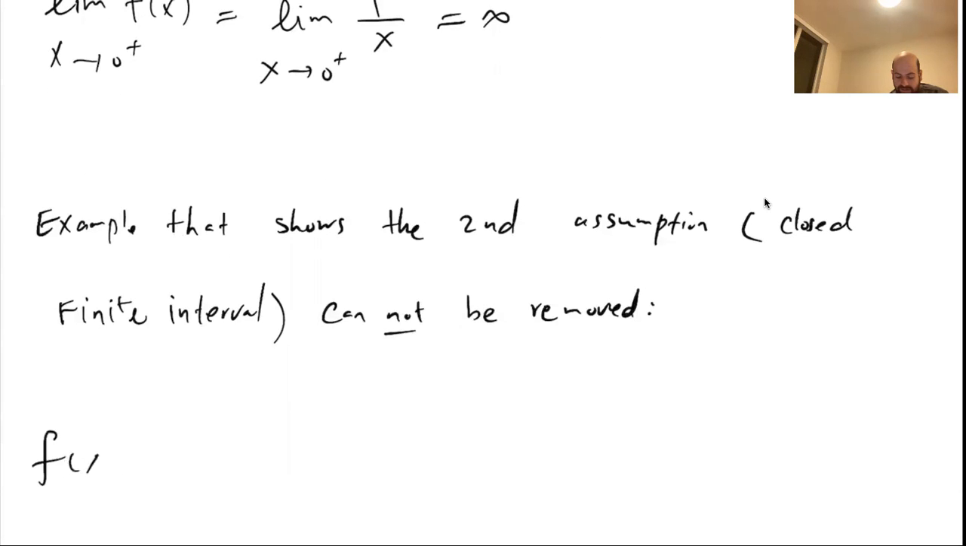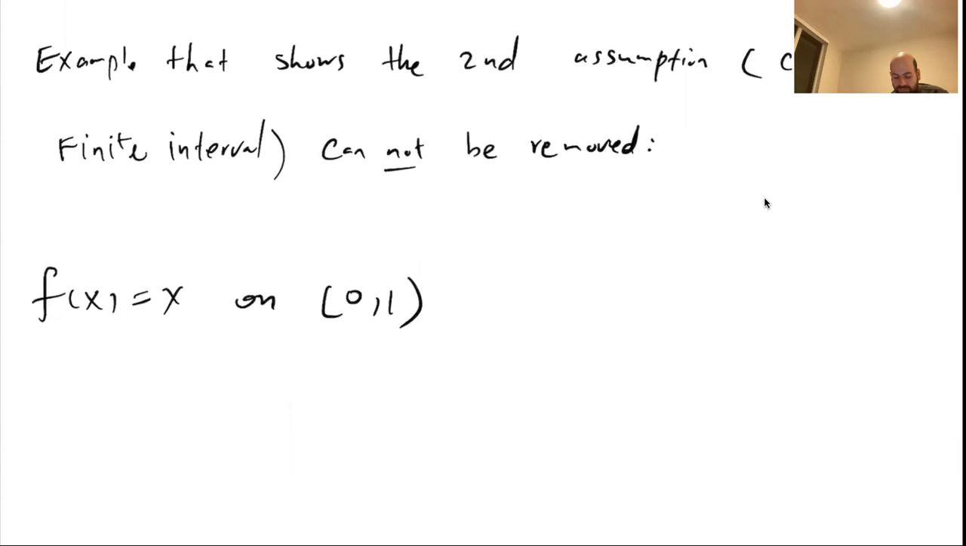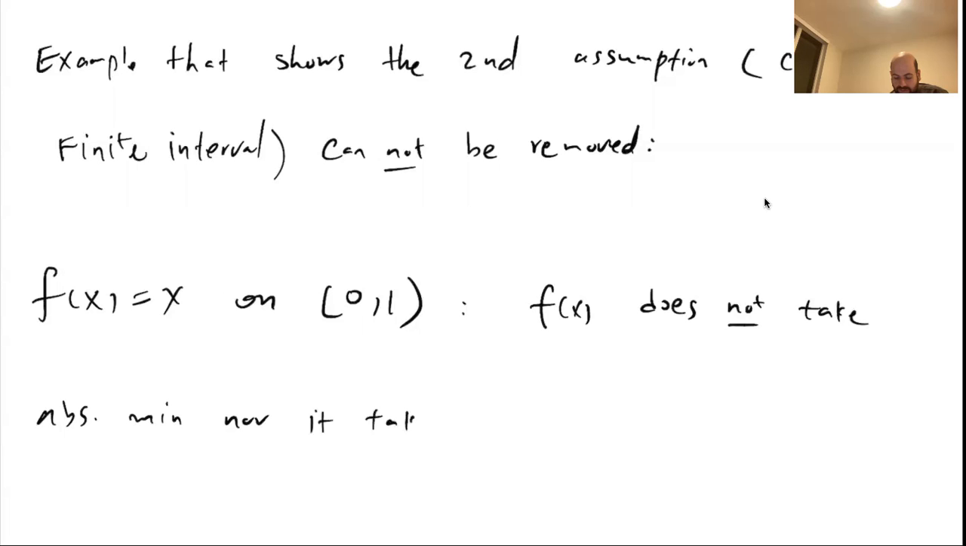For this one, let's consider f of x equals x. Very simple function. It is continuous, but this time, let's say on the open interval 0 to 1. Then f of x does not take an absolute minimum, nor does it take an absolute maximum.